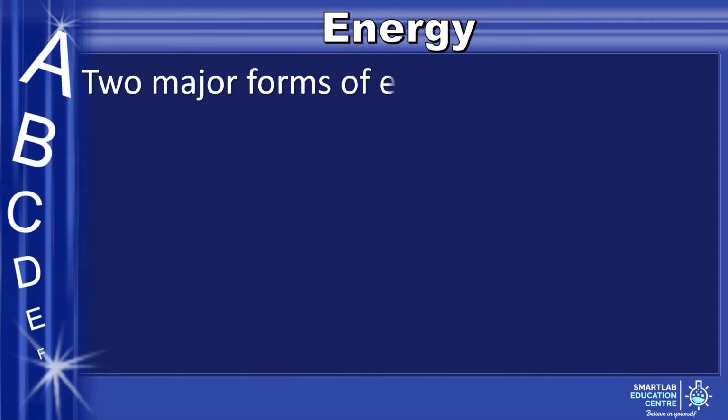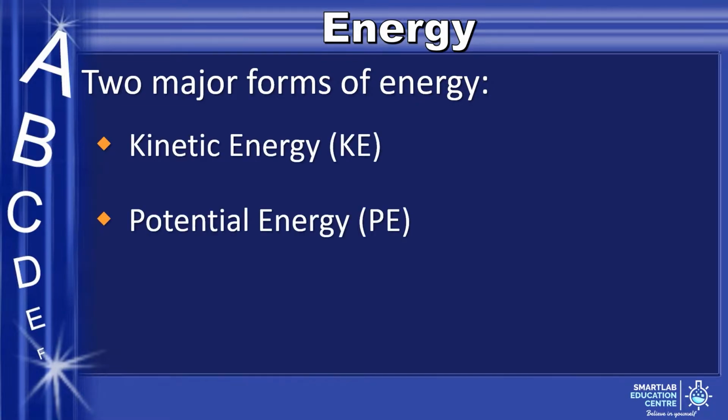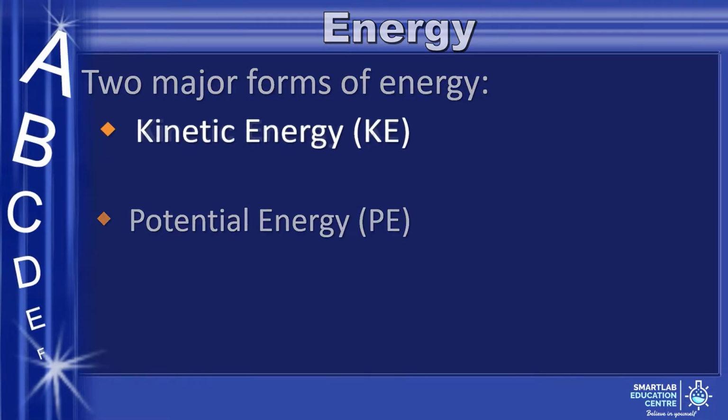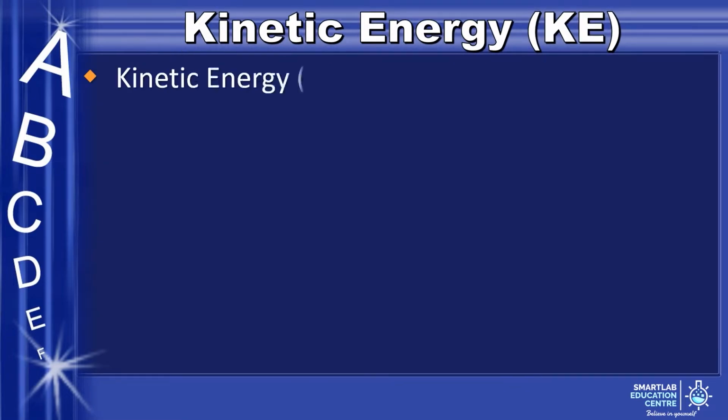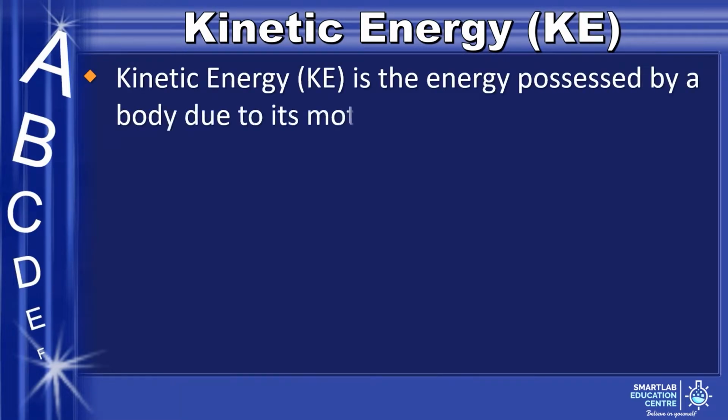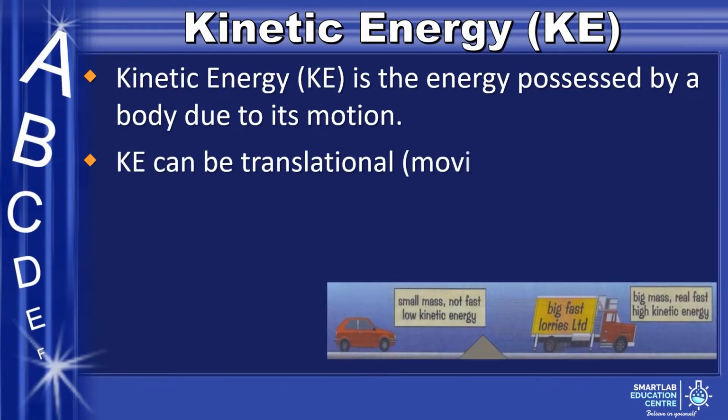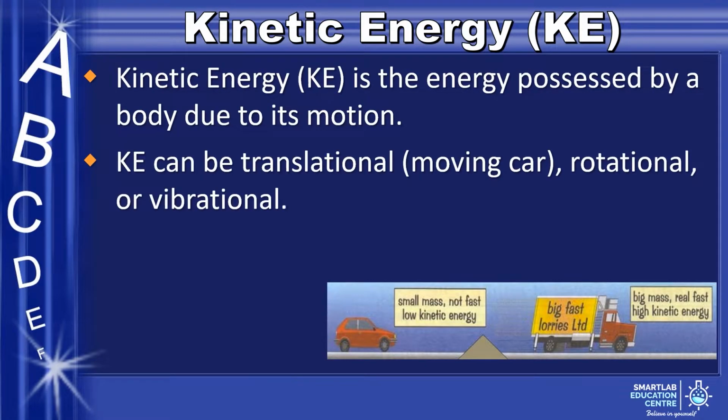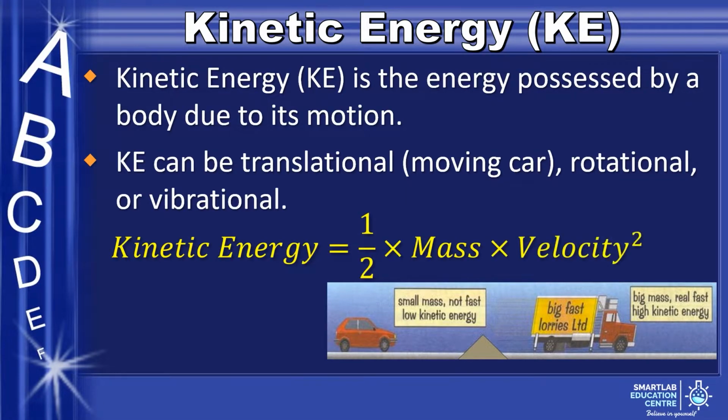There are two major forms of energy: kinetic energy, KE, and potential energy, PE. Kinetic energy is the energy possessed by a body due to its motion. Kinetic energy can be translational, such as a moving car, or rotational, or vibrational. That's why we also call kinetic energy the energy of movement. Kinetic energy equals 1/2 times mass times velocity squared.